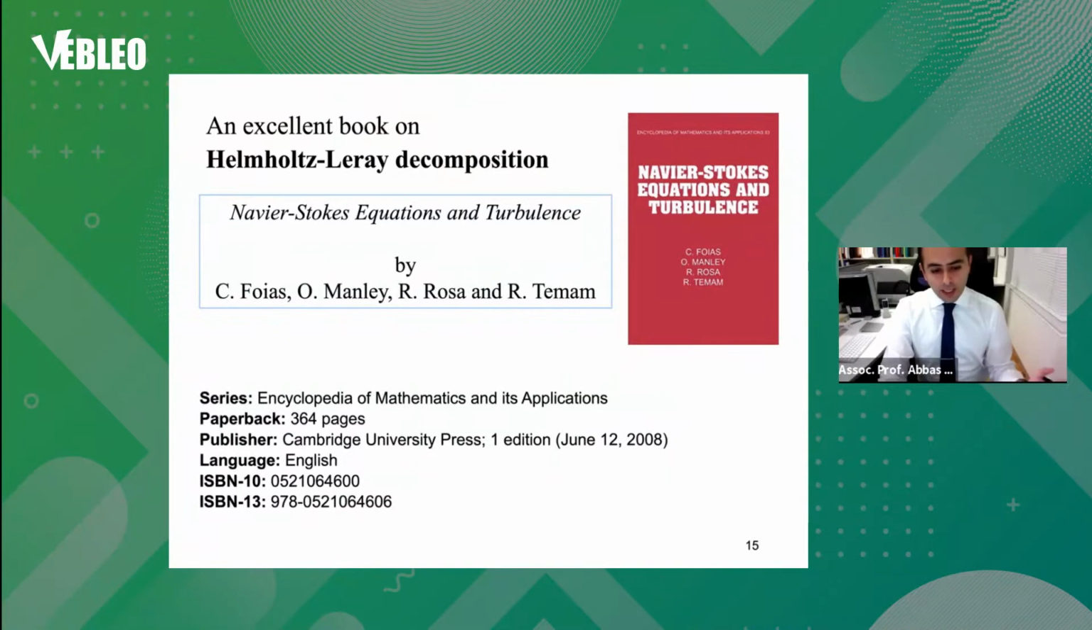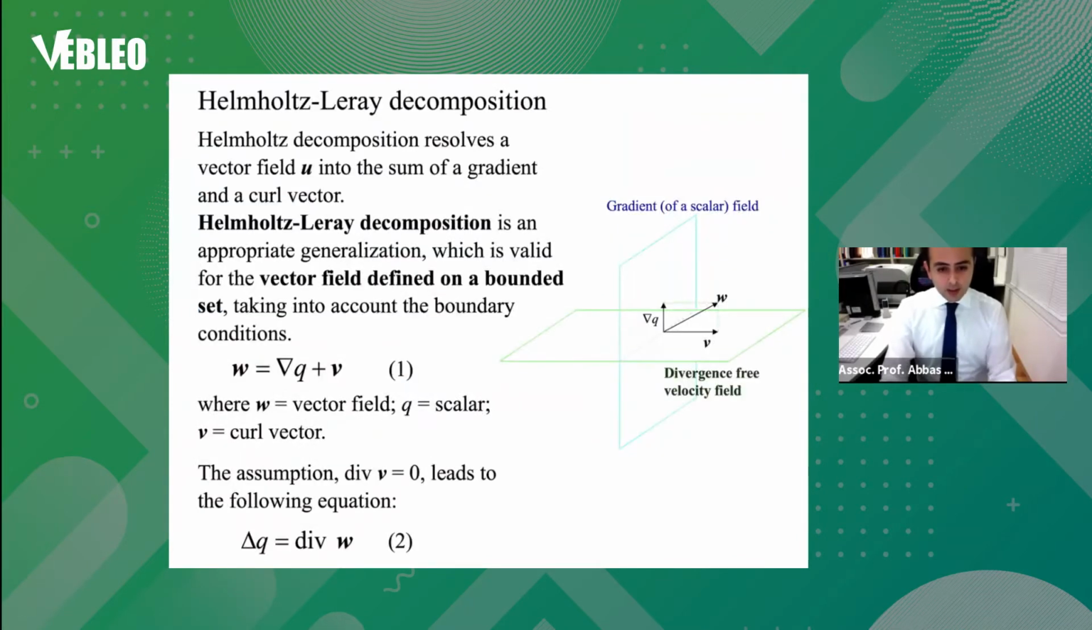If you would like more detailed explanations, there is an excellent textbook, Navier-Stokes and Turbulence. We can have a look at this textbook. But briefly speaking, with the Helmholtz-Hodge decomposition, we have an arbitrary vector field decomposed into a curl-free part, which is the irrotational one, corresponding to the gradient of a scalar, because the curl of the gradient of a scalar is 0.